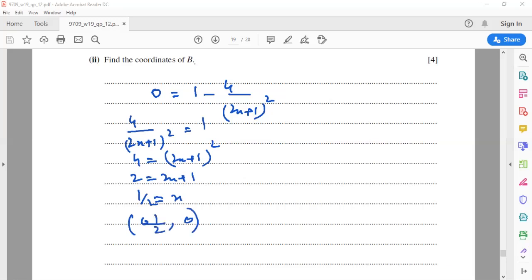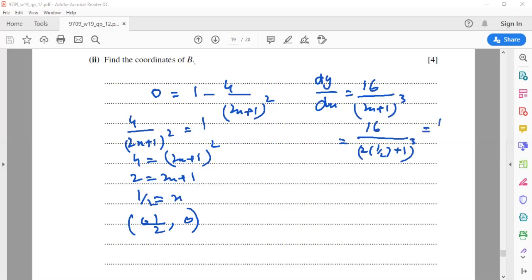So this is the point at which we have to find out the equation of the normal. So dy by dx we have already with us, that is 16 over (2x plus 1) whole cube. By placing x equal to 1 over 2 over here, what do we get? 16 over (2 into 1 over 2 plus 1) power 3, so 16 over 8, which is equal to 2. This is the gradient of the tangent. So the gradient of the normal, since it is perpendicular, is going to be minus 1 over 2.